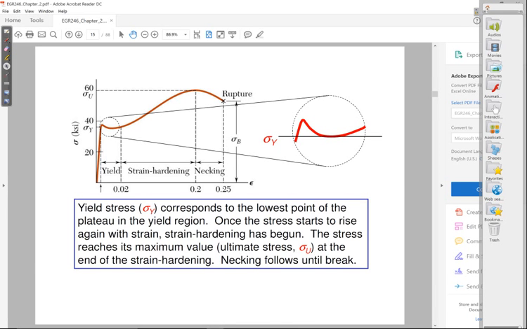So after the ultimate stress, what you can see is that this curve actually dips again. It actually goes down. And again, I'll talk more about that in a minute. And then finally, if you keep applying a stress, eventually that part breaks. And the point at which it breaks is what we refer to as the rupture stress or the breaking stress, sigma sub b. So those are the important stress values that you need to be aware of.